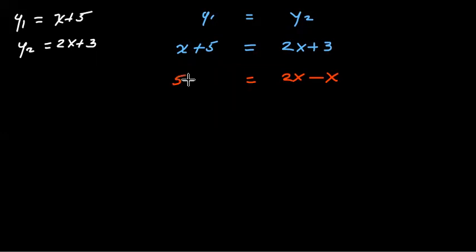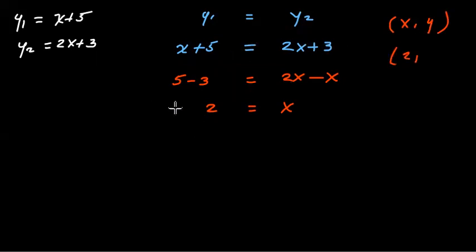So I'm going to have 5 minus 3. Hence I have 2 is equal to 2x minus x, which is just x, right? Now, I didn't solve anything yet. I didn't find a point yet. But what I did find was the x coordinate of the point. Remember, I'm looking for a point (x, y), right? And I have found the x value so far.